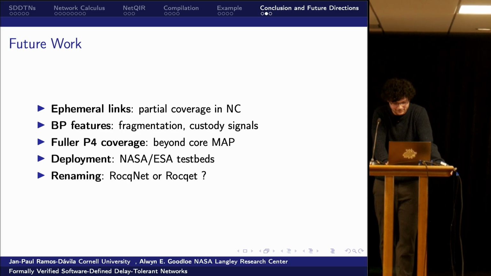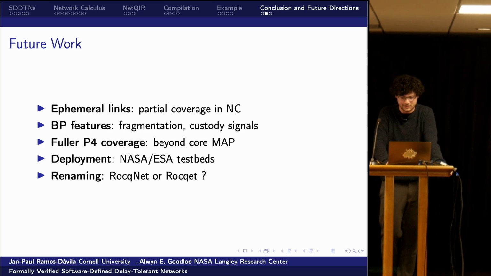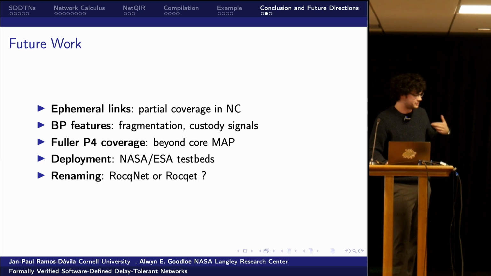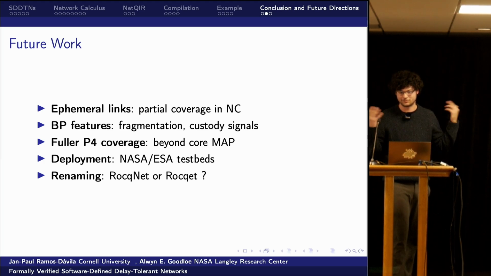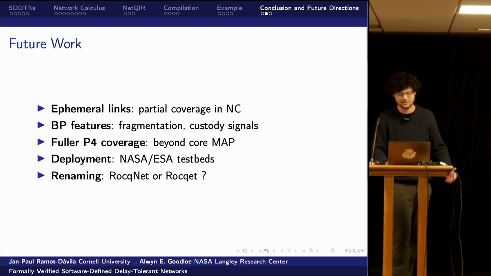So for possible directions here, there's more to do in terms of the bundle protocol features. As you saw, I'm only giving minimal service curves here, and there's a lot more, like handling full bundle protocol fragmentation or custody signaling. There's also obviously expanding to a more broad set of P4 or other languages as well. And obviously, there's also testing it on actual NASA testbeds, which hasn't been done. It's only been compiled, but it hasn't actually been tested with deployed code.